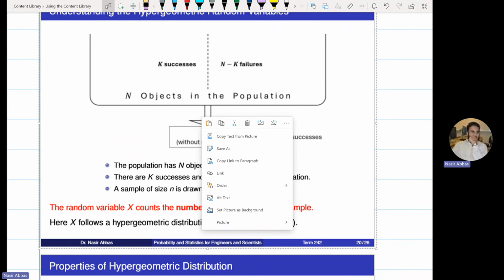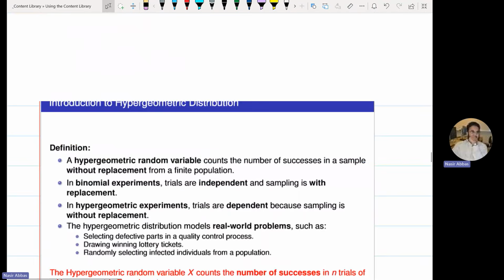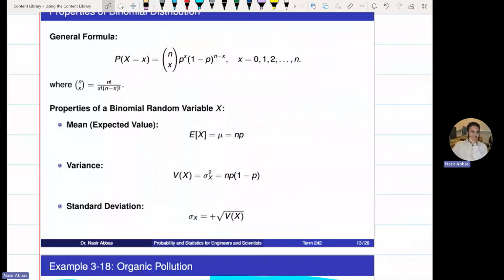Like you need 2 numbers to solve any question about binomial. What are those 2 numbers? To solve any question about binomial distribution, you need 2 numbers. P and N. You need N and P. If you have N and P, your mass function is full and you can solve any question related to binomial distribution. Similarly, to solve any question about hypergeometric, you need 3 numbers. You need how many in your population, how many successes in the population, and how many you are selecting from the population.